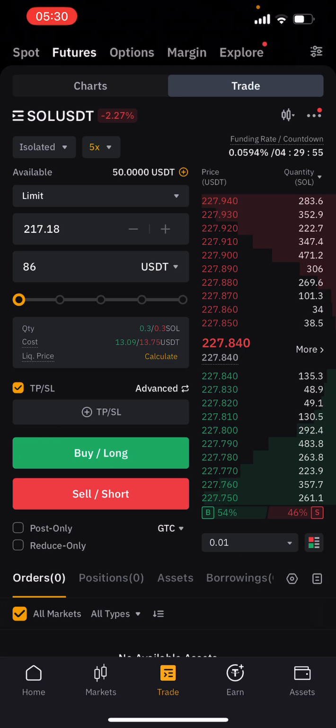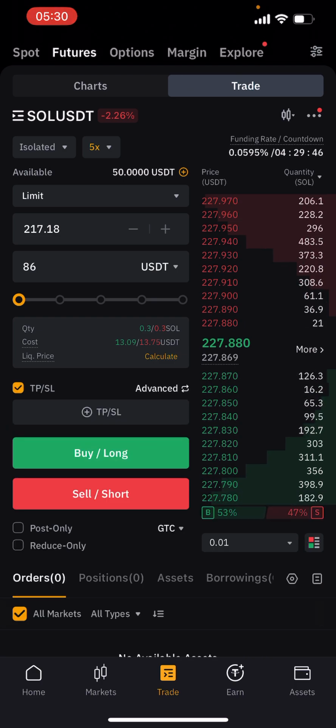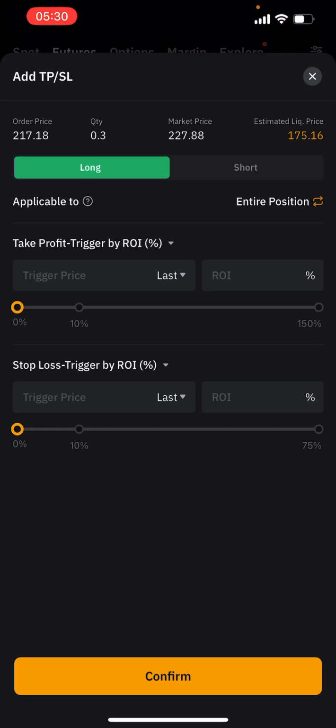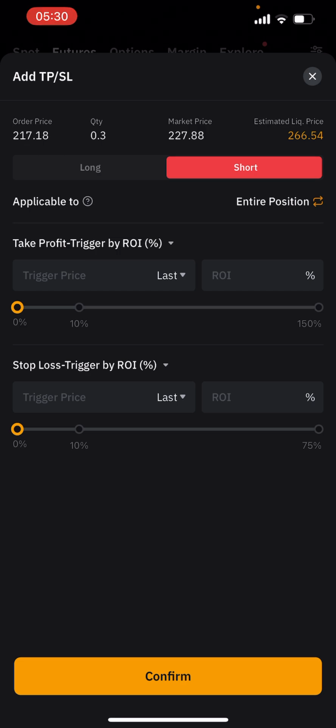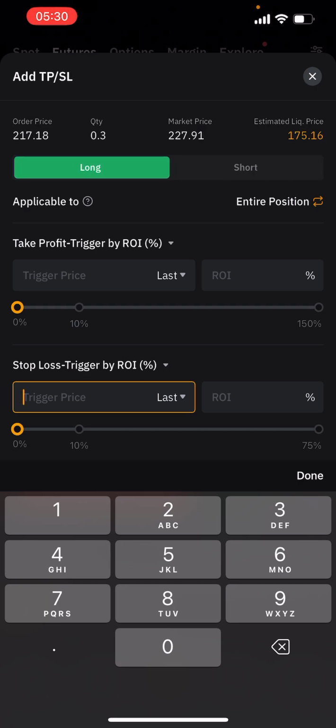I do give take profit and stop loss, which is the TP and SL. You make sure this TP and SL here is ticked. Then you can see this plus sign. So you have to click on it. Once you click on it, you can see it yourself. So we are longing. Assuming we are shorting, I will have to come around here and put in my take profit and stop loss. But we are longing, so I have to click here.